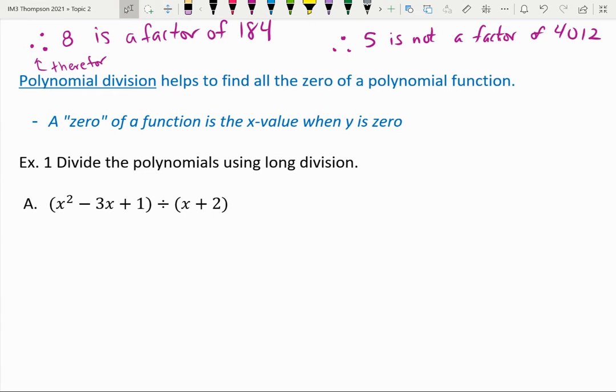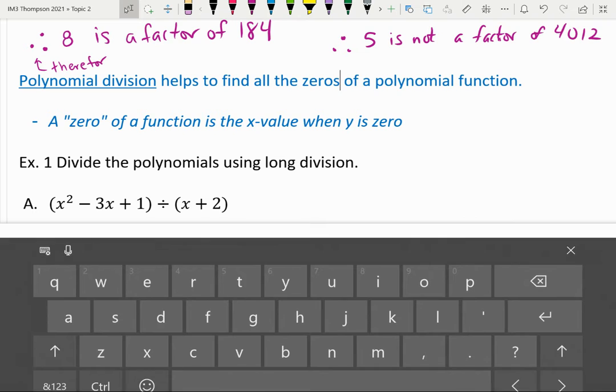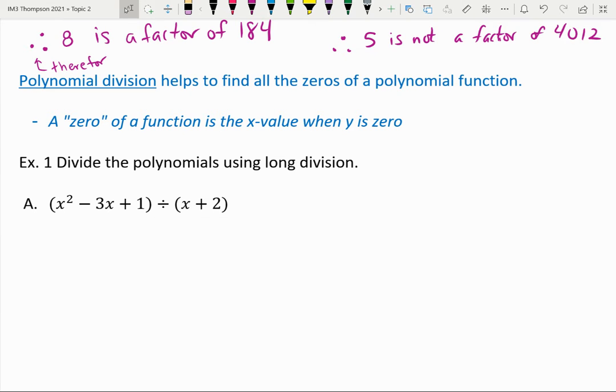So, polynomial division helps to find all of the zeros of a polynomial function. A zero of a function is the x value when y is 0. We're going to be talking about zeros of functions a lot, so get that down. And example 1, divide the polynomials using long division.